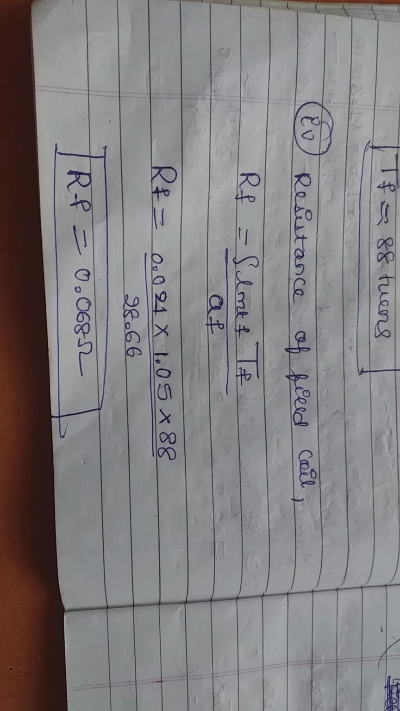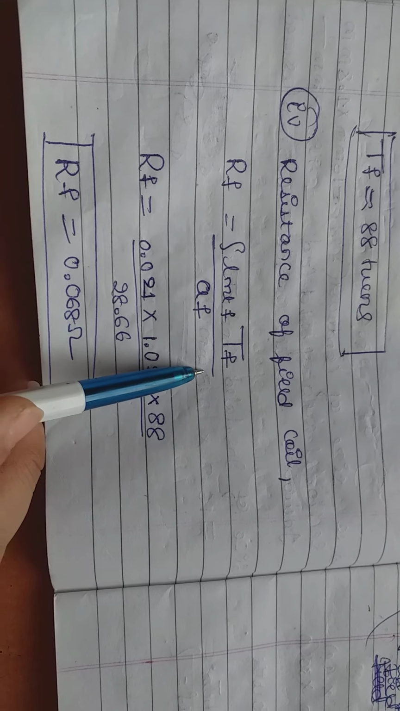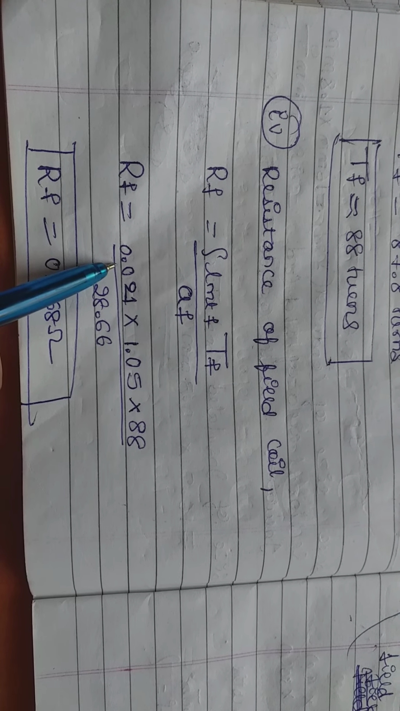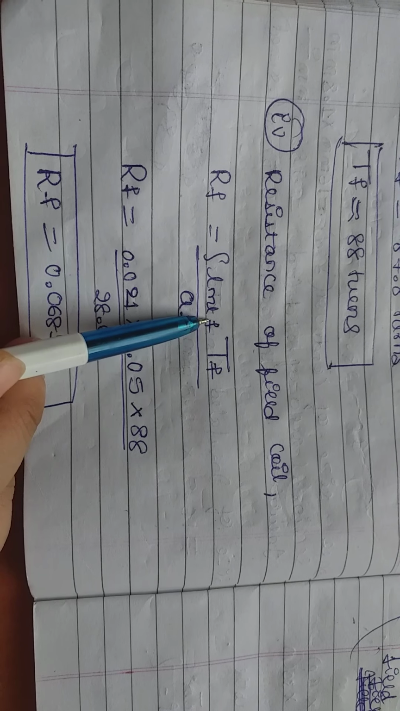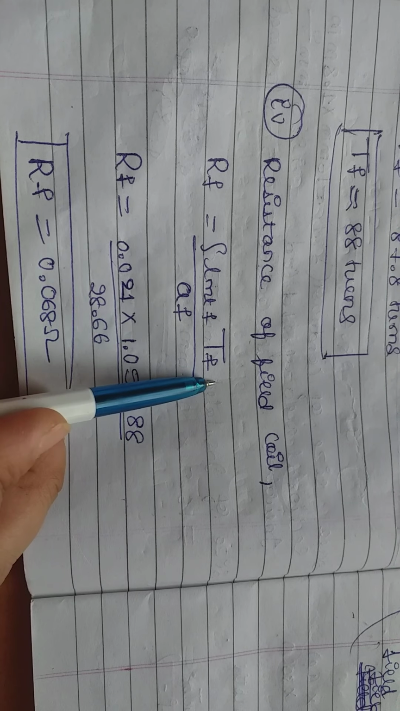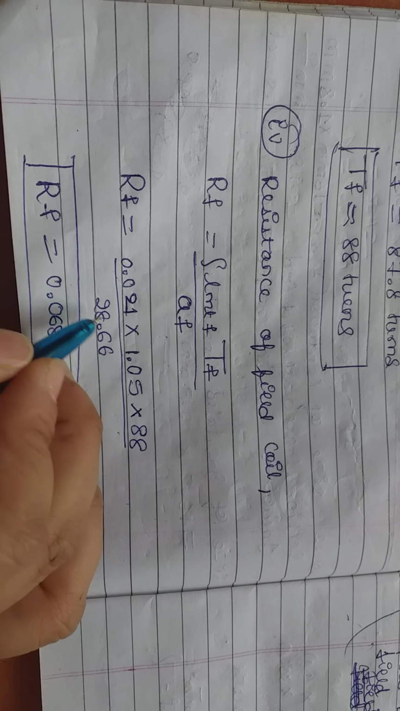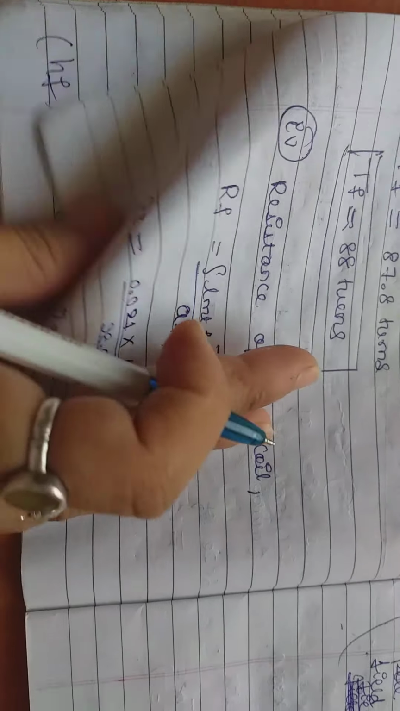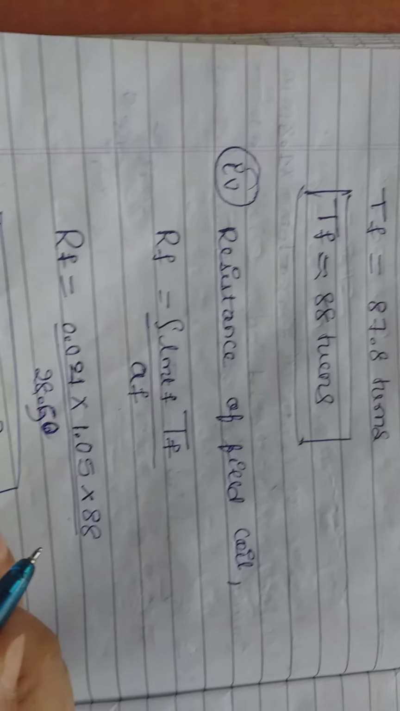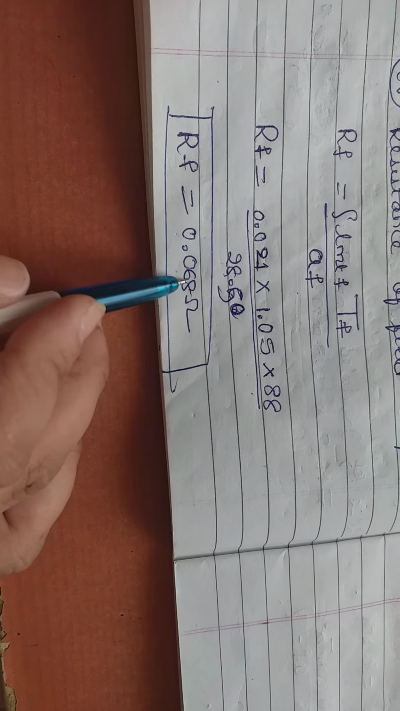Next, our aim is to calculate resistance of the field coil. That is, RF is equal to rho LMTF into TF divided by AF. So rho we know it is a constant which is already taken as 0.01. LMTF, that is also we calculated 1.05. TF, that is the number of turns, that is 88, and divided by AF. AF area, we had taken 28.66, but 28.5 we have to take here. So RF how much we are getting? RF we are getting as 0.068.